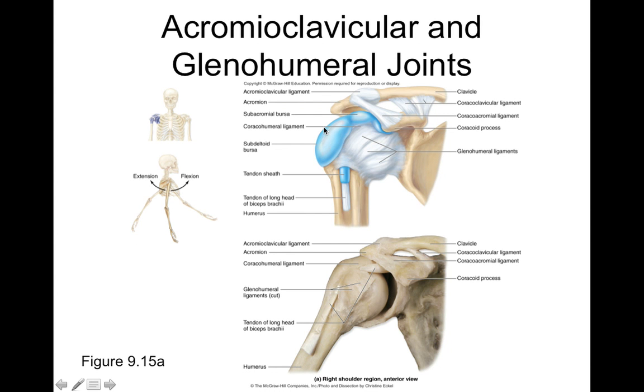So all this blue material here is showing the bursa. You can see there's a lot of it. We have subacromial bursa here. We also have a tendon sheath around our biceps brachii tendon. All of these here are some supporting ligaments. We call these the glenohumeral ligaments.